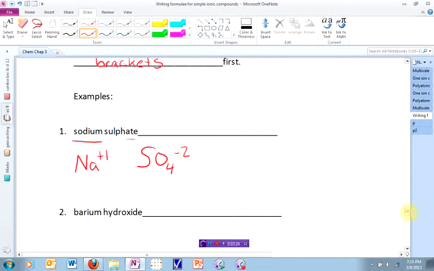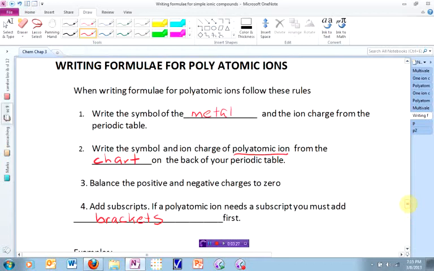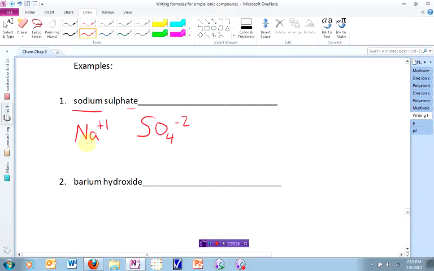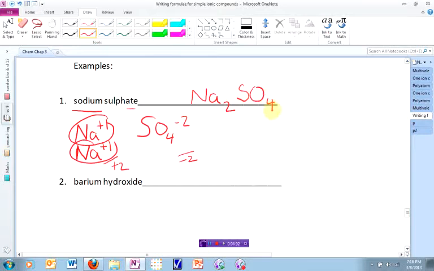So then, we've done the first 2 steps. Write the symbol of the metal, write the symbol of the polyatomic ion. Now let's balance them to 0. So do we need more sodiums or more SO4s, which are sulfates, to balance? We need another sodium. Now we have a charge of +2 on this side and -2 on this side. So the final formula is Na. How many of them do we have? 2. A little 2. SO4. So we just write it like this, Na2SO4. And we're done. That's the formula for sodium sulfate.